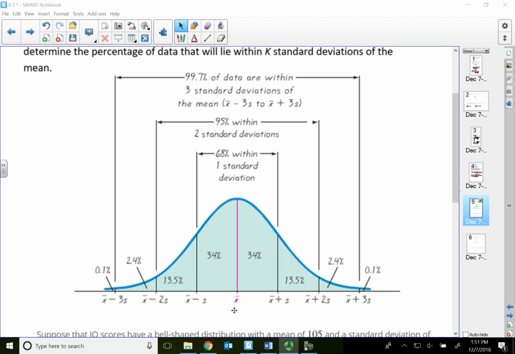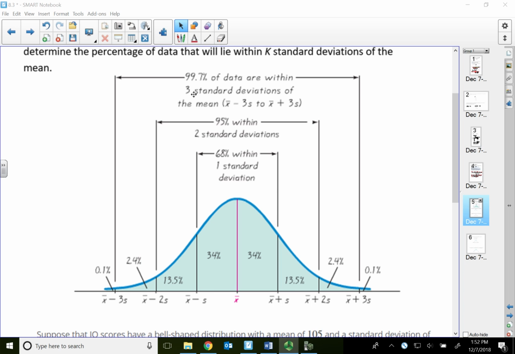One standard deviation to the right and to the left will cover 68% of the data. So 68% of data should be within one standard deviation. Here we say plus and minus because to the right is above the mean, and to the left side is below the mean. If we go two standard deviations out from the mean, that will cover 95% of your data. 95% of your data should be within two standard deviations.